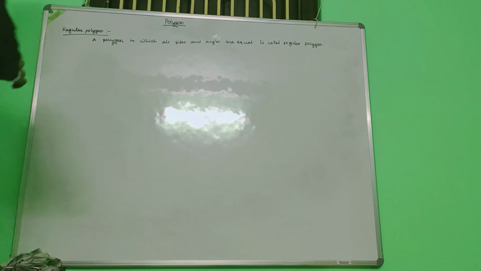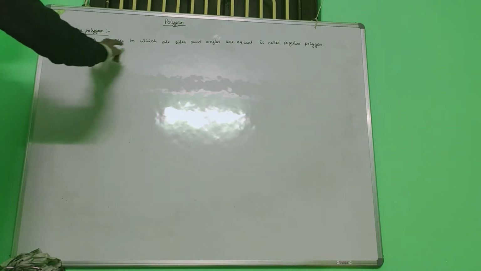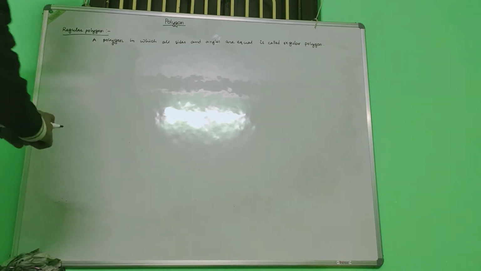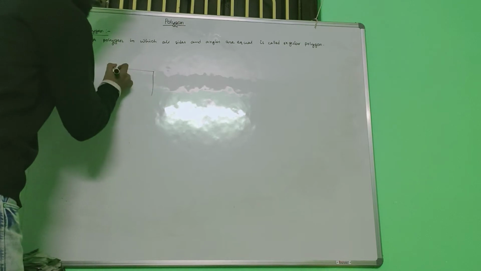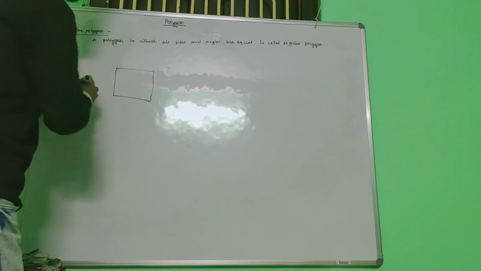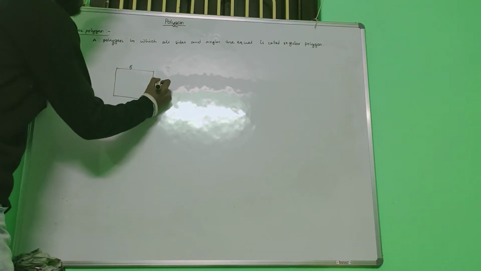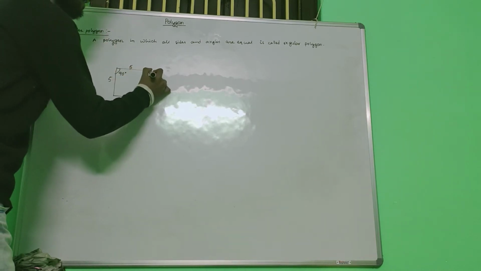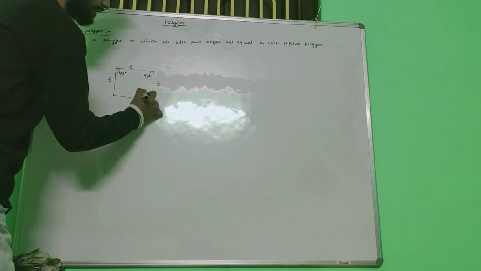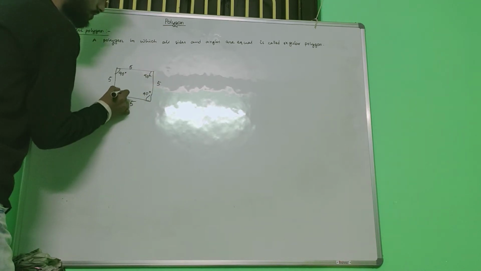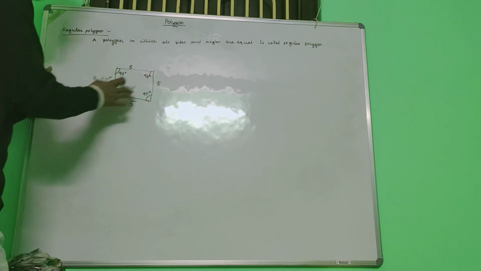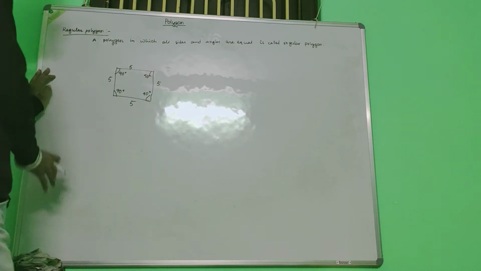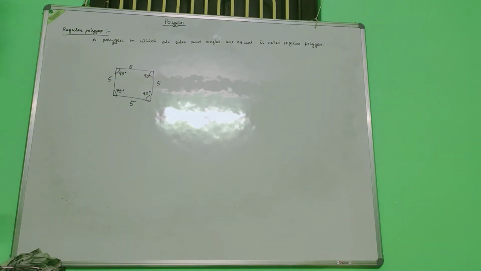Now we will read regular polygon. A polygon in which all sides and angles are equal is called a regular polygon. If we draw a square, you can see the sides are 5, 5, 5, 5, and the angles are 90 degrees, 90 degrees, 90 degrees, 90 degrees. You can see over here all the angles are the same, all the sides are the same. That means this diagram is a regular polygon.